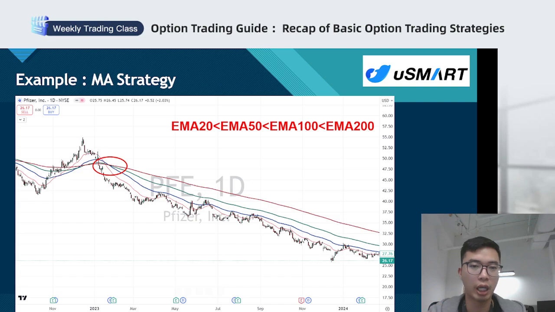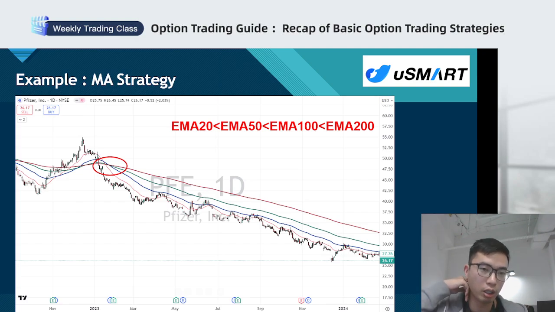For EMA, it's an exponential moving average, slightly more sensitive than the moving average, but almost the same. In this case, this is an example of Pfizer. Pfizer has been in a downtrend for a very long time. So these stocks are not advisable to go long. We need to avoid them at all costs, especially stocks below EMA 200. Why? Because EMA 200 is a long-term downtrend line. The stock has not been good for the past 200 days, trending down for such a long period. So we need to avoid all this.